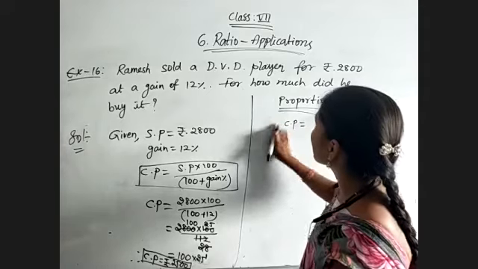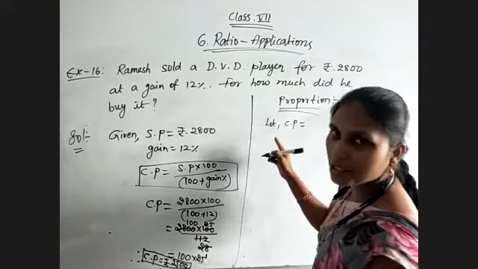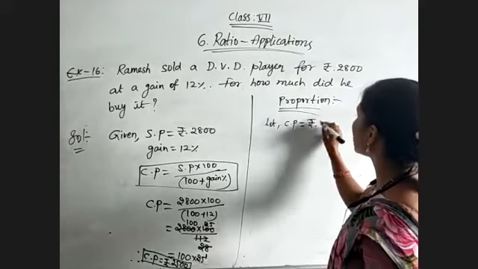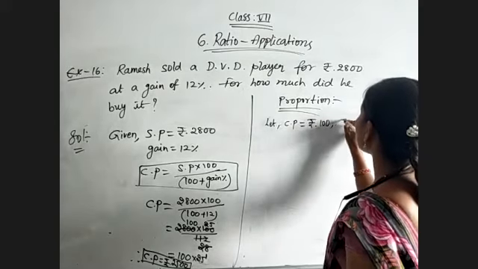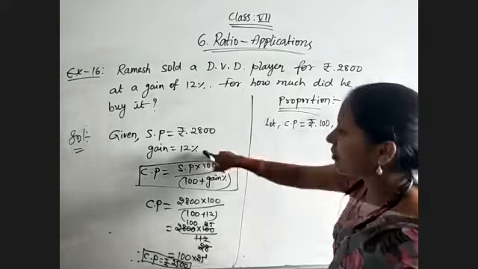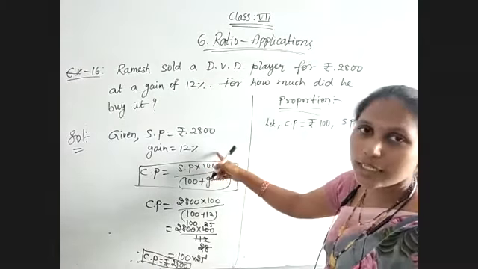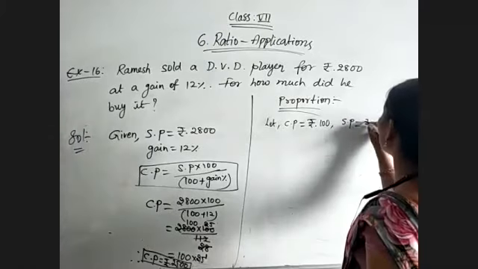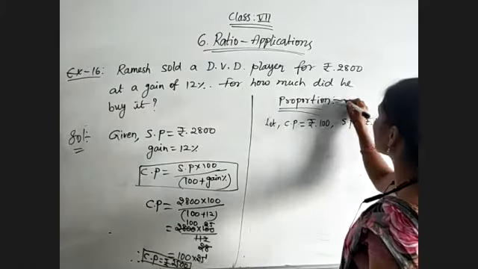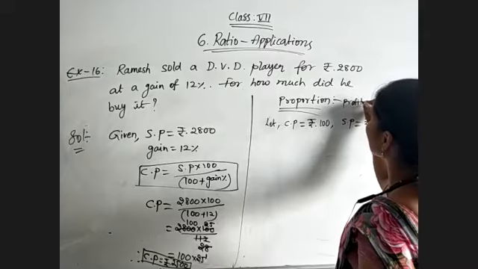Let CP be 100 rupees for the first ratio. In that case, SP will be 100 plus 12 rupees, because the profit percent given is 12. That is nothing but 112. Because the given profit percentage is 12%.